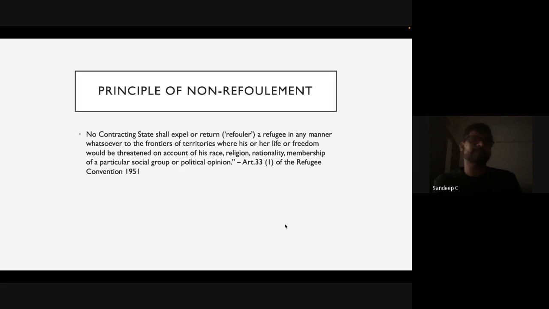These refugee conventions at the international level as well as the regional level are created in order to prevent one thing. Okay. And that is the principle of non-refoulement. The principle of non-refoulement is asked again and again in the UGC question paper. So what is refoulement? Refoulement is a French word, and it is translated in English as forcing a person to return. That is the English translation of the French word refoulement.